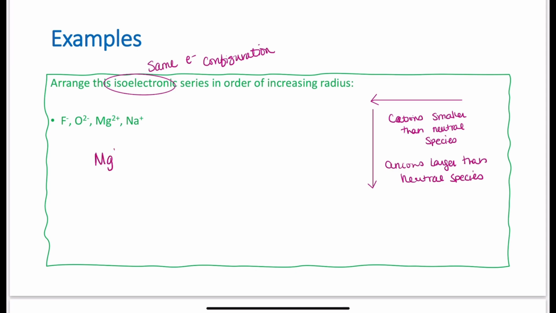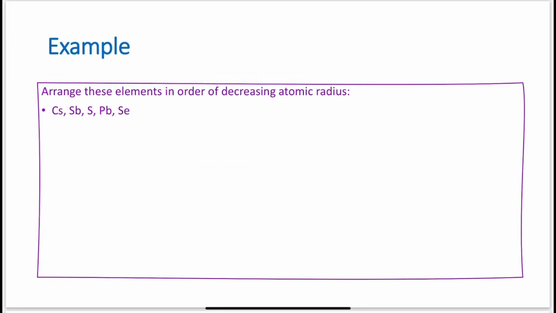So, magnesium has the smallest charge, most protons holding it together, then sodium ion, fluoride ion, and O2 minus. So oxide will be the largest because it's got the most number of electrons with that number of protons. Magnesium the smallest, lots of protons, pulling on a much smaller number of electrons.